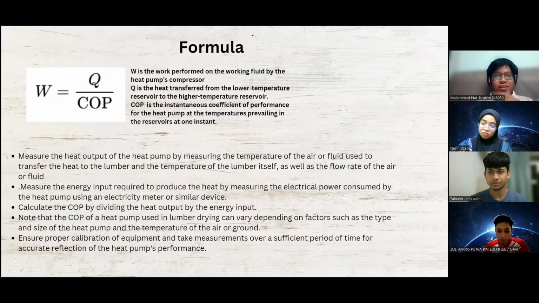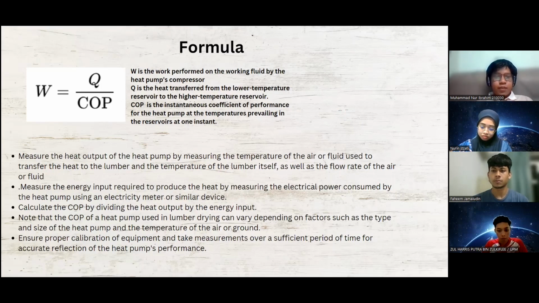I will explain about the formula. W equal to Q per COP. W is the work performed on the working fluid by the heat pump compressor. Q is the heat transfer from the lower temperature reservoir to the higher temperature reservoir. COP is the instantaneous coefficient of performance for the heat pump at the temperature prevailing in the reservoir at one instant.